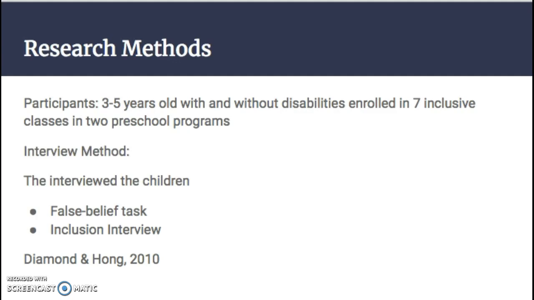So for the research method, participants were between 3 and 5 years old, with and without disabilities, enrolled in 7 inclusive classes and 2 preschool programs. They used the interview method. They interviewed all the children for 10 to 20 minutes, and they did a false belief task and an inclusion interview, where they used examples of 2 dolls. One was a child who was wheelchair based and one was a child who didn't need any support.